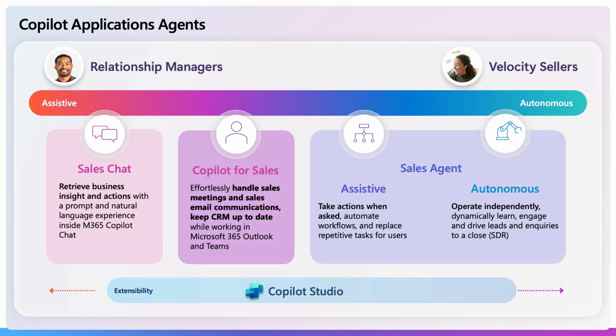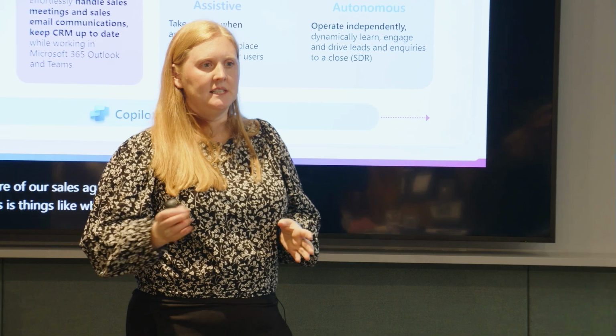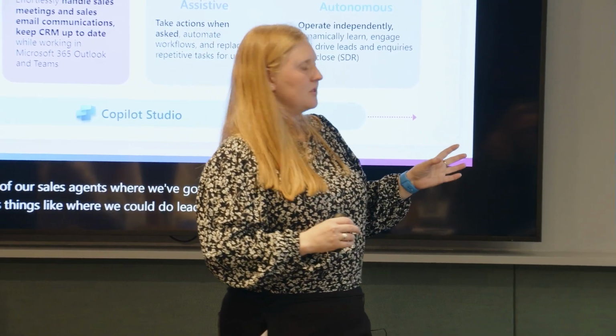But then we're taking it one step further by making it more autonomous in the background. This is where we move into more of our sales agents, where we've got assistive and then autonomous. So this is things like where we could do lead qualification. And what we talk about is sort of threshold.